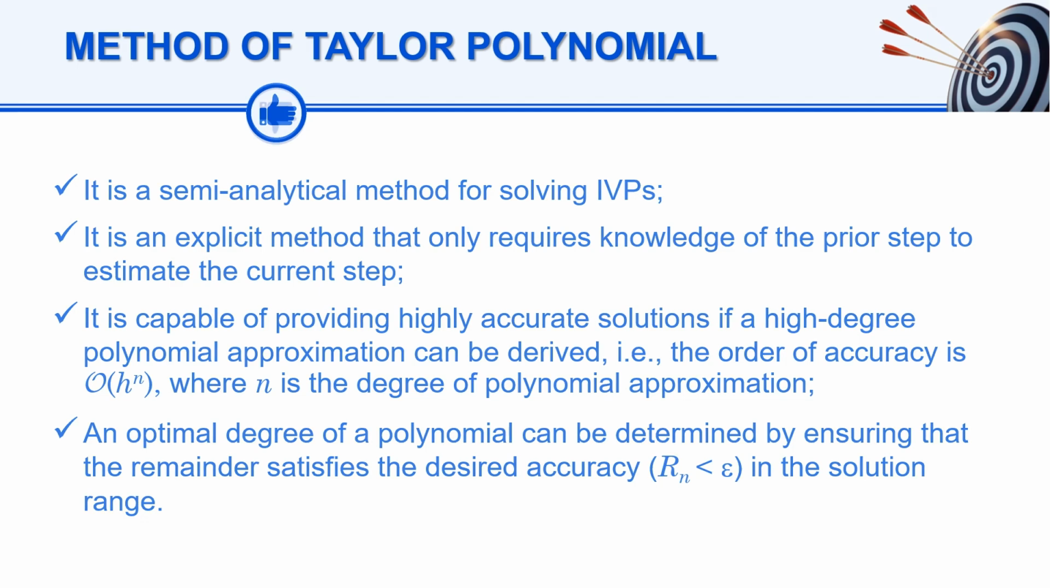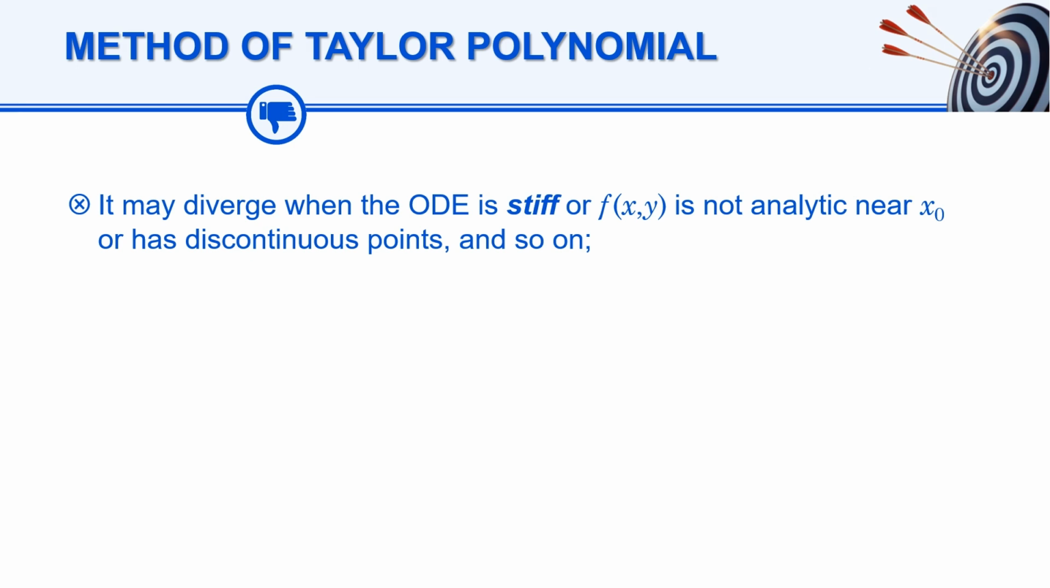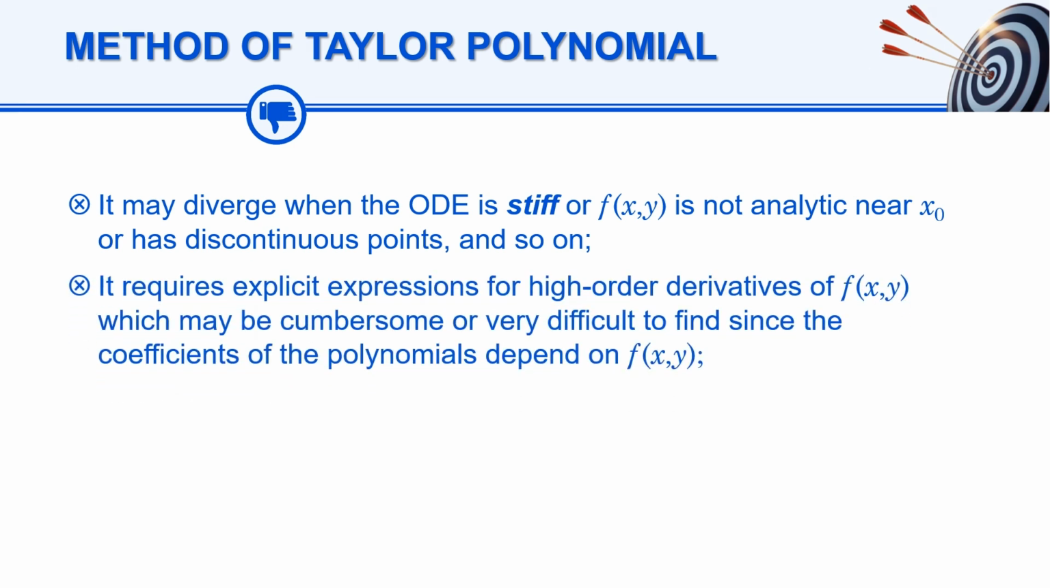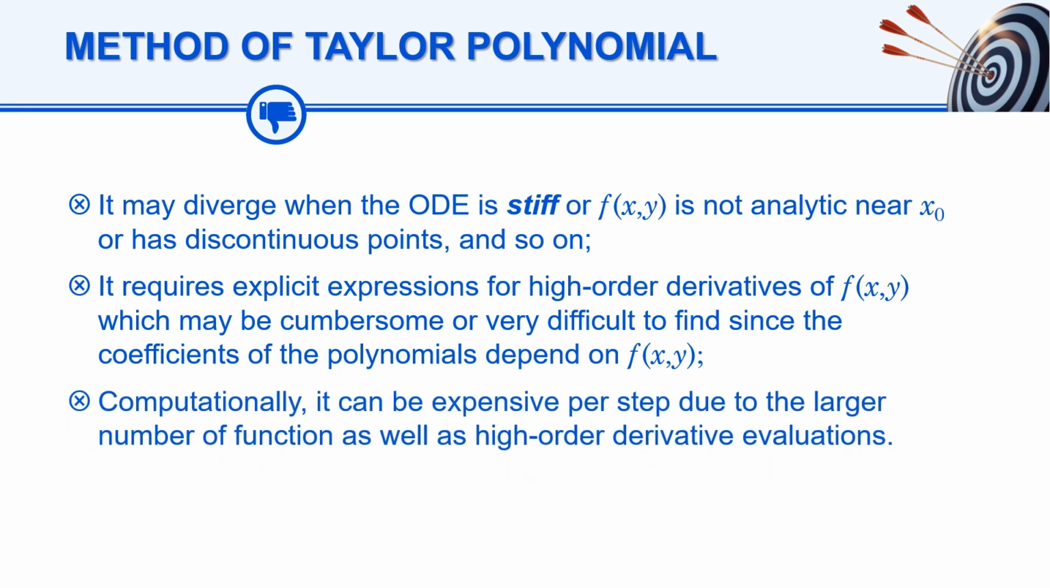The disadvantages of the method are: it may diverge when the ODE is stiff or f(x,y) is not analytic near x0 or has discontinuous points, and so on. It requires explicit expressions for high-order derivatives of f(x,y), which may be cumbersome or very difficult to find since the coefficients of the polynomials depend on f(x,y). Computationally, it can be expensive per step due to the larger number of function, as well as high-order derivative evaluations.